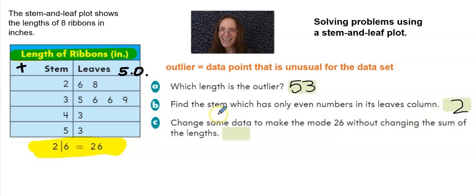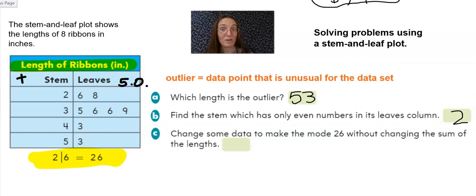Then it asks us to change some data to make the mode 26 without changing the sum of the lengths. Pause the video for a moment and think it out for yourself. So if you want to keep the sums the same, you're going to have to trade around some numbers. I'm not going to add these all up, but I'm going to see which data point I can trade for another to make the mode 26.